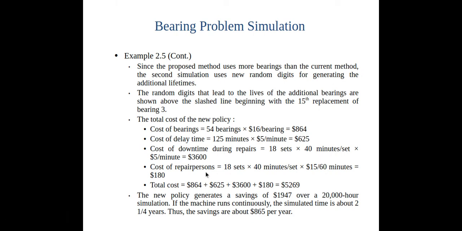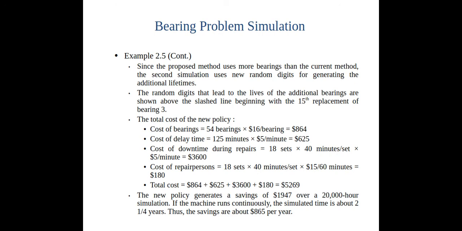The cost of the repair person: we have changed 18 times, at 14 minutes per set. The repair person will take $15 per hour, that costs $180. So the total cost will be the summation of all the costs, that is 5,269.